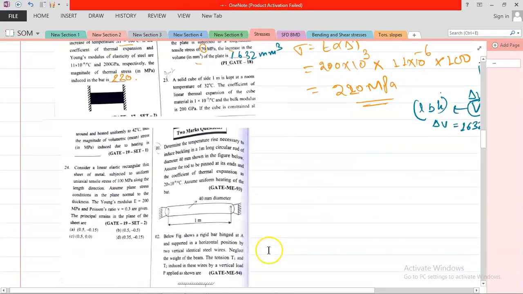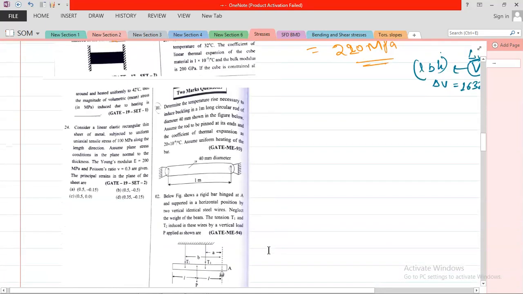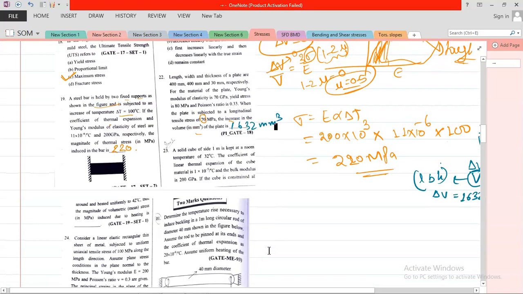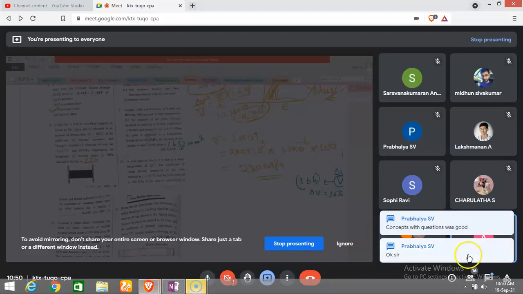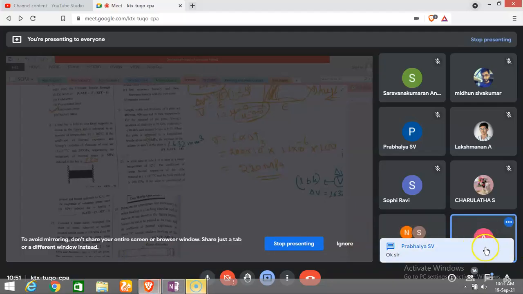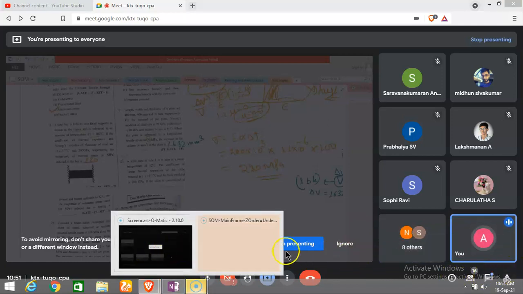Can we just finish the stress portion, and then we will go with the theory portion? Then I will discuss the Euler buckling load. So is it okay? I will first complete the stress portion. Okay, so concept with the questions is good, someone is saying.